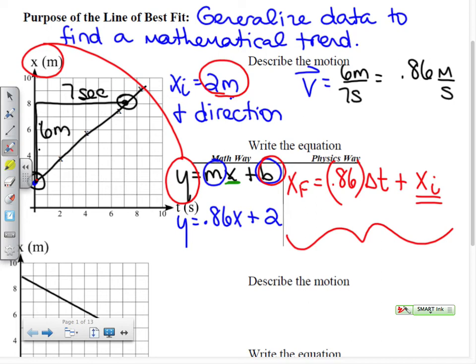Say you don't have a graph, but you have a mathematical pattern, you've written an equation. Now you can figure out where this object is going to be after 10 seconds if you look at the graph, after 6 seconds, after 2 seconds. However, say you want to calculate where it's going to be after 100 seconds. Well, that's not on the graph, so I can calculate it. And that would give me my final position after that time.